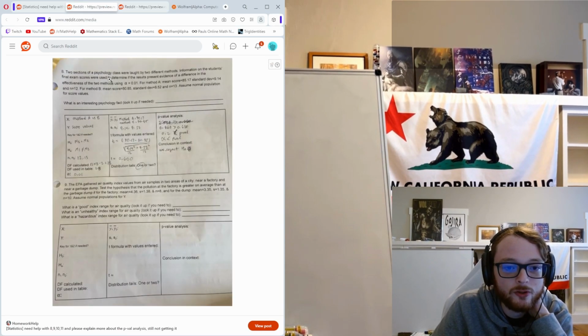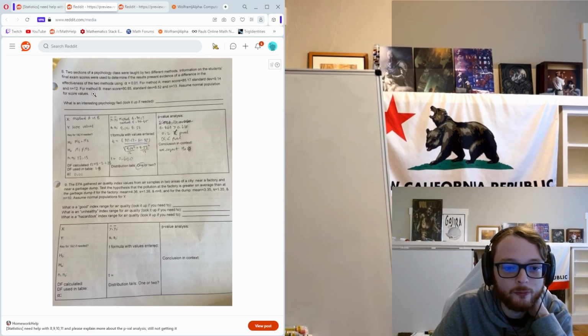2 sections of a psychology class were taught by 2 different methods. Information on the students' final exam scores are used to determine if the results present evidence of a difference in the effectiveness of the 2 methods using alpha equals 0.01. For method A, the mean score is 85.17, standard deviation 9.14, n equals 12.